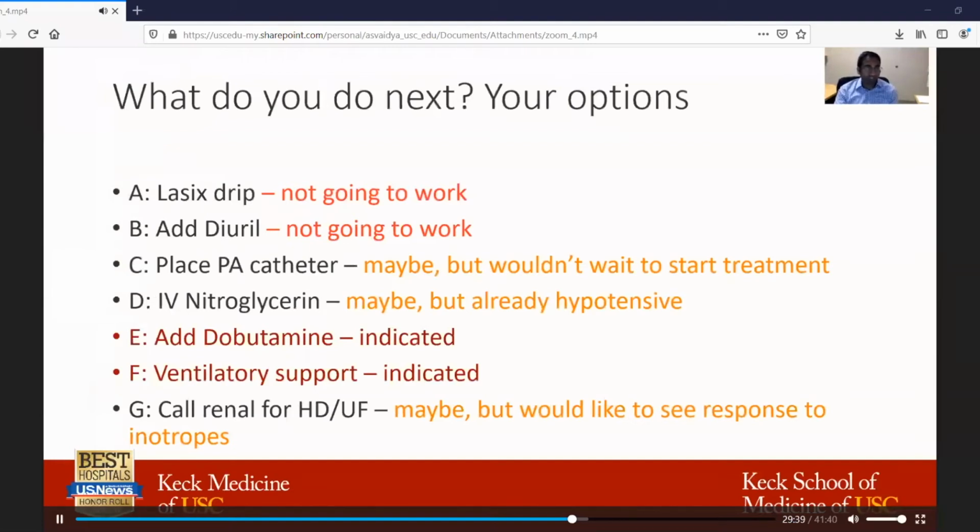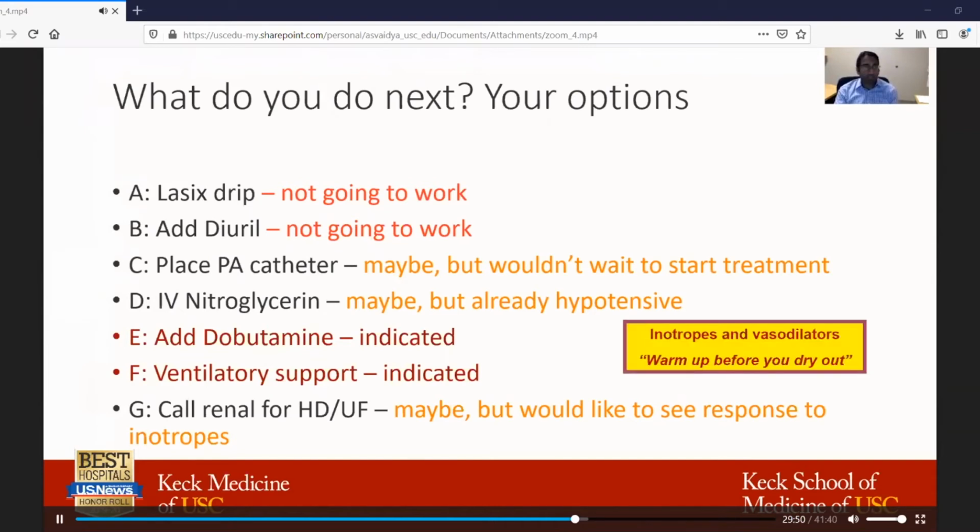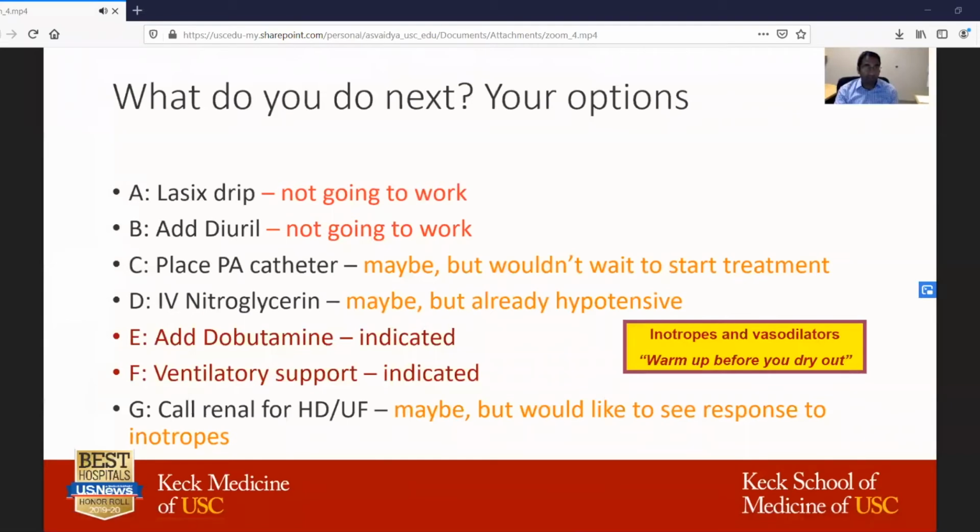So here are the options that we initially presented. We'll go through them one by one and use what we have learned through this process. Lasix drip does not normally work. We're adding Diuril, which is a thiazide diuretic, because of the principle that we talked about up front, which is that you need to warm up with the use of inotropes and/or vasodilators before you dry out. Before your body starts responding to those high dose diuretics, you really need to start getting perfusion to the kidneys.